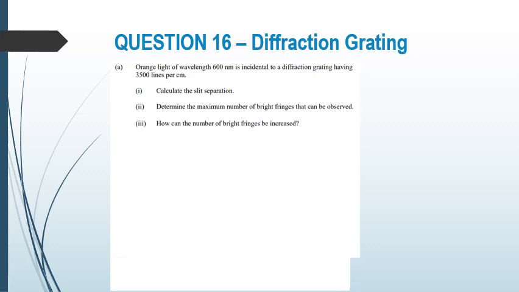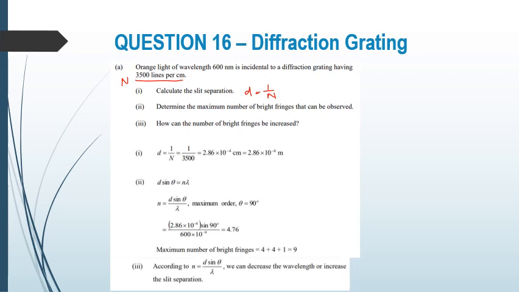So question 1, the slit separation. To calculate the slit separation D, if you look at the question, you are given n, the number of lines per cm. So you can just calculate it by using 1 over n. But be careful with the unit. If you calculate D by using lines per cm, then D should be in cm. If you calculate it by using lines per meter, then D will be in meters. So in this question, you calculate D by using lines per cm.